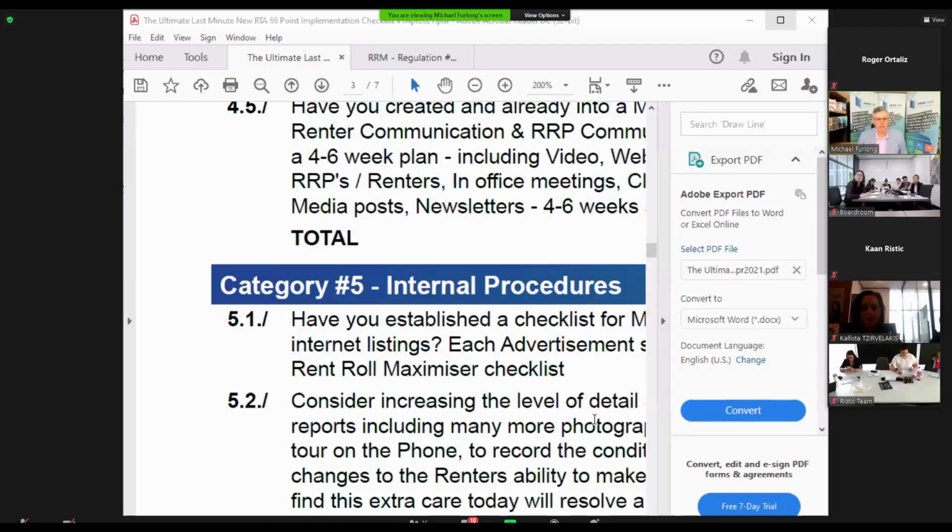Okay, we're back on track. So there's the minimum standards. I've gone and created a secondary checklist for you, so that's sitting inside of there.